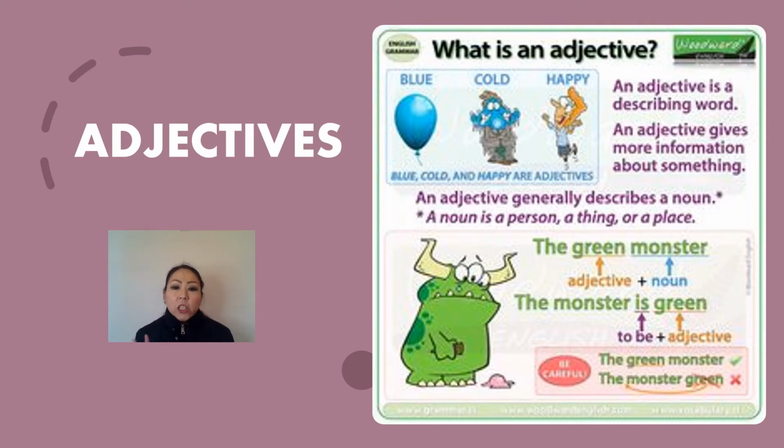Remember that in English, adjectives most of the time go before the noun they are describing, and they only go after the noun when we use the verb to be. ¿Sí? Como en el ejemplo. Here we have an example: the green monster, el monstruo verde, or the monster is green, el monstruo es verde, cuando yo estoy usando el verbo to be.